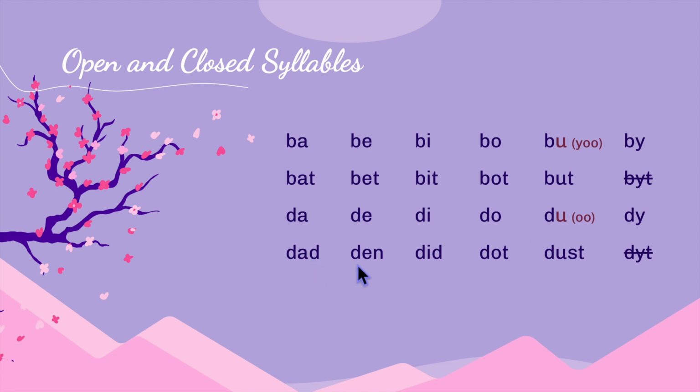In this row, there's a consonant after each vowel, so we will use the vowel short sound. And again, in this made-up syllable, the Y is going to have a short I sound. Dad, den, did, dot, dust, dit.